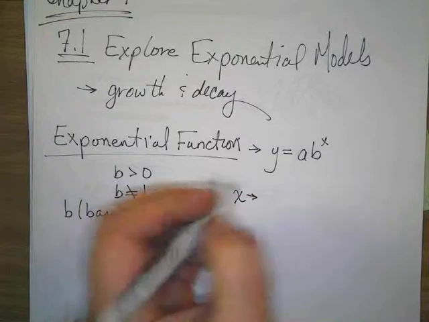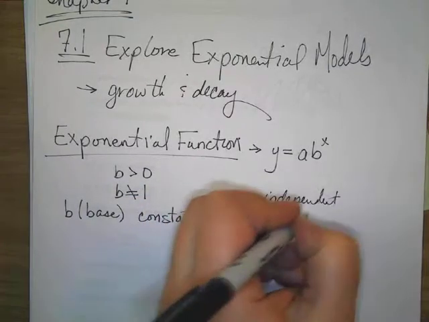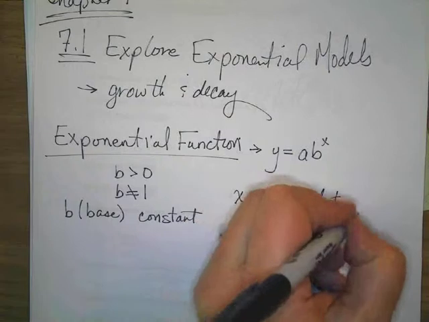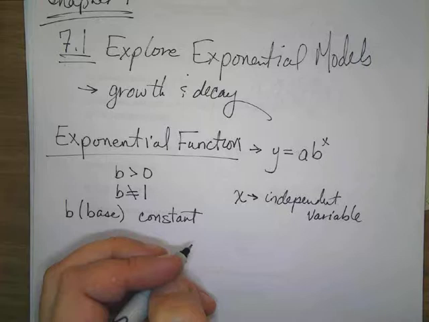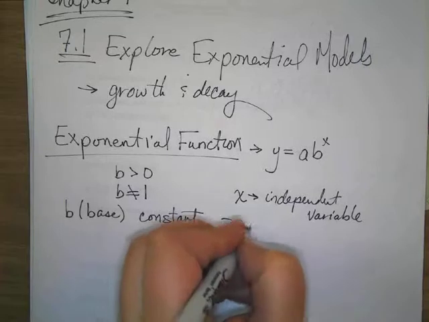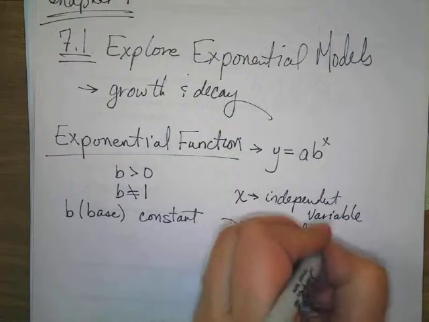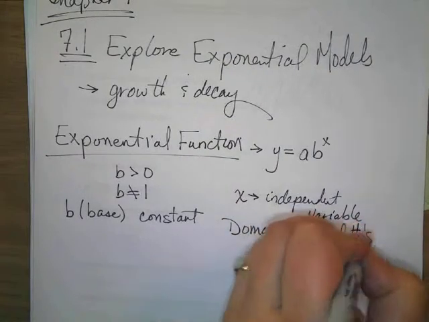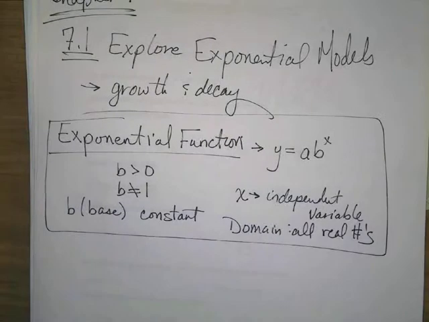X is what we call the independent variable. And when we're talking about exponential functions, unless we're talking about a story problem where some things don't make sense, the domain is all real numbers. So just by knowing we have an exponential function, I know what my domain has got to be. That's the only time you'll limit it, okay?